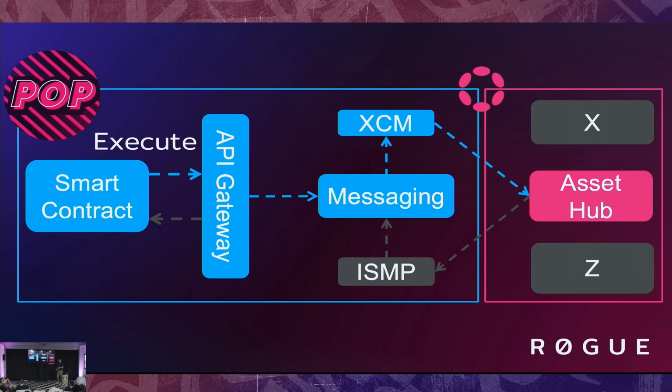OK, now the next piece. So we looked at the querying. We were able to query something from a different parachain. Now we want to execute things. We want to actually interact and use these parachains. So we're going to, once again, use a smart contract. It's going to go through the gateway, use the messaging API, and then send a cross-chain message over to Asset Hub. And we're just going to do something super simple.